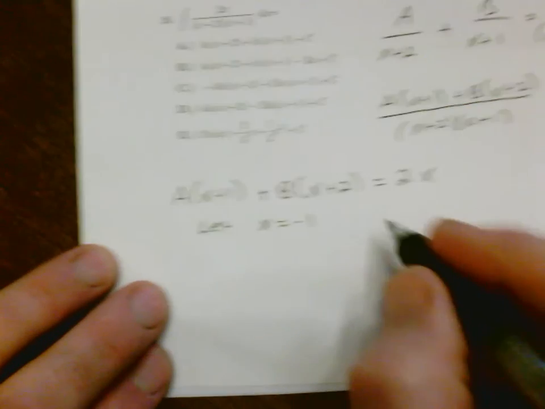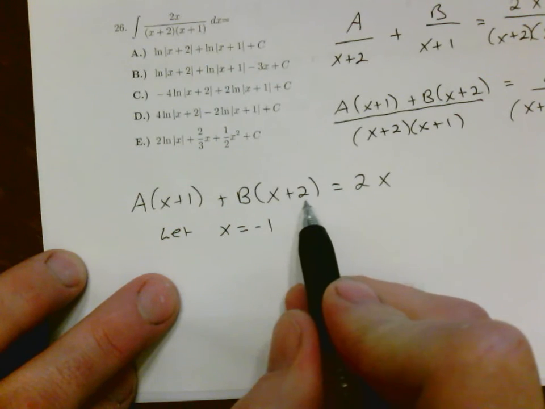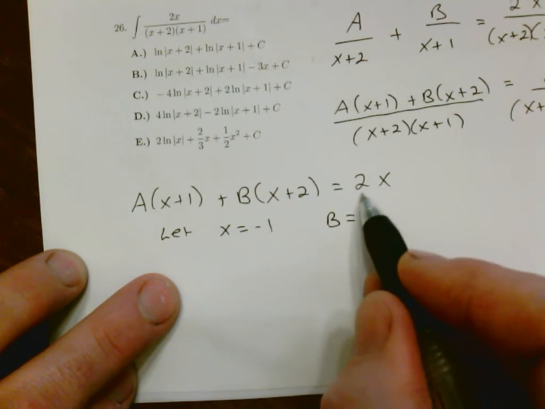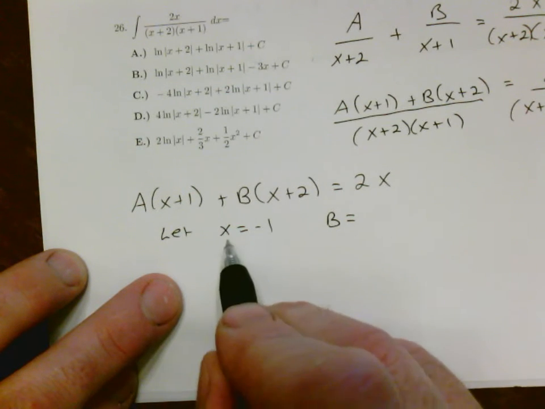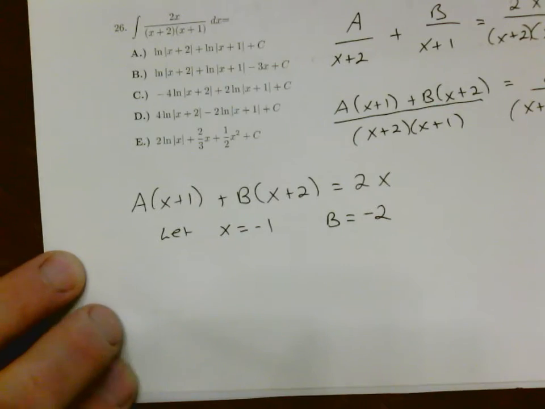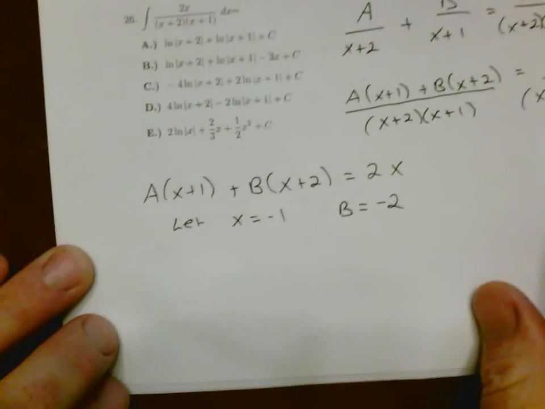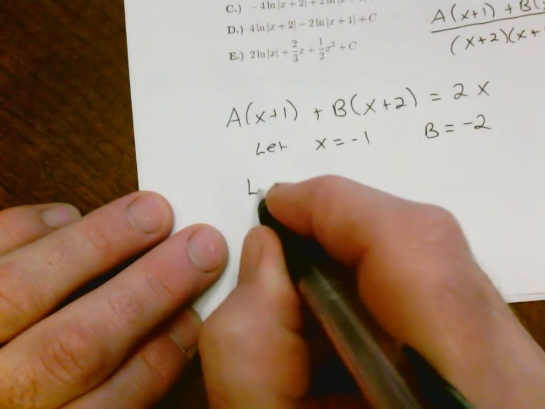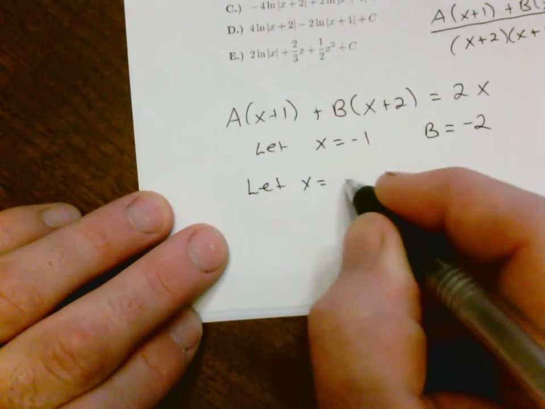So you're just going to be left with negative 1 plus 2, which is just 1. So you're left with b is equal to 2 times x, but x is negative 1. So this is negative 2. And now I know what b is equal to. Okay, and then I'm going to do it again, and I'm going to let x be equal to negative 2.